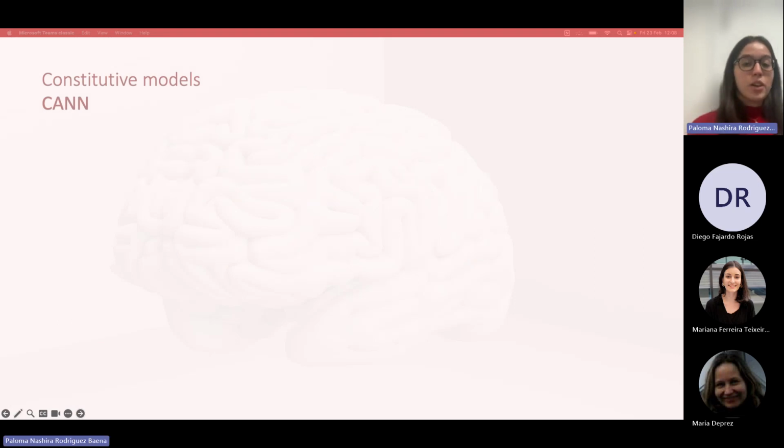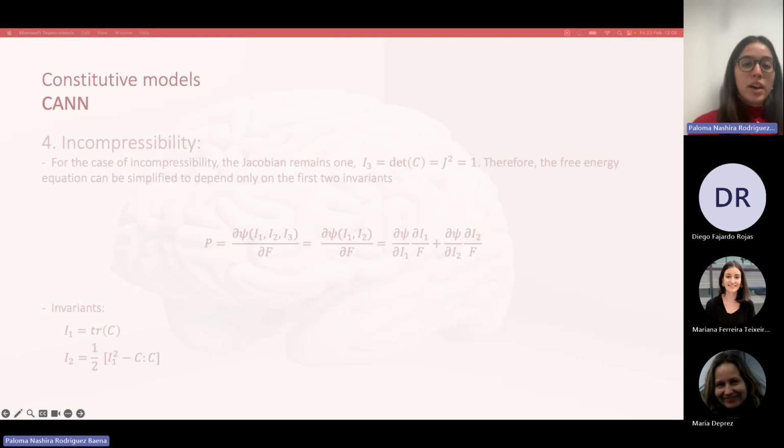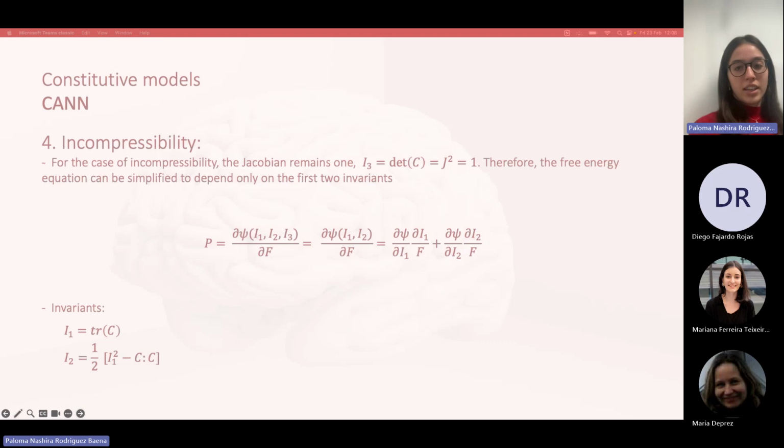For the particular case of incompressibility, the Jacobian, which is the third invariant of the Cauchy deformation tensor, remains 1. Then the free energy function can be simplified to depend only on the first and second invariants. For the neural network, if dealing with incompressible materials, this means that the inputs need only be the first and second invariants.